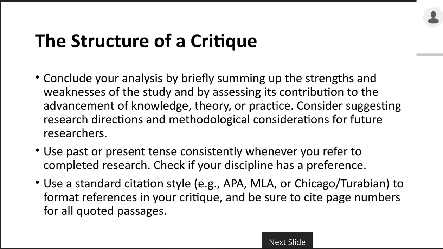You conclude your analysis by briefly summing up the strengths and weaknesses of the study by assessing its contribution to the field of knowledge, theory, practice, and consider suggesting research directions and methodological considerations for future researchers. Now, of course, you include one section that is called conclusion, but you're critiquing the conclusion of the researcher or the paper that you're reviewing.